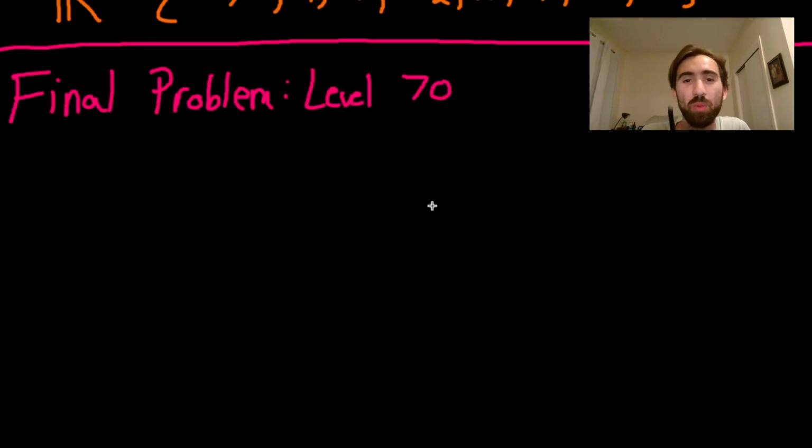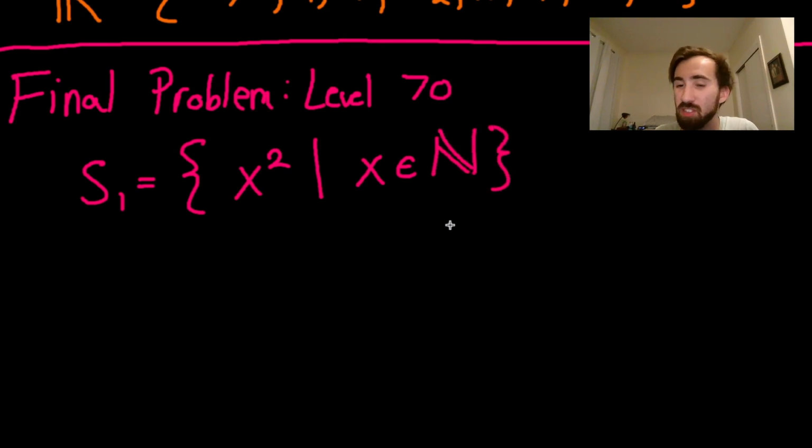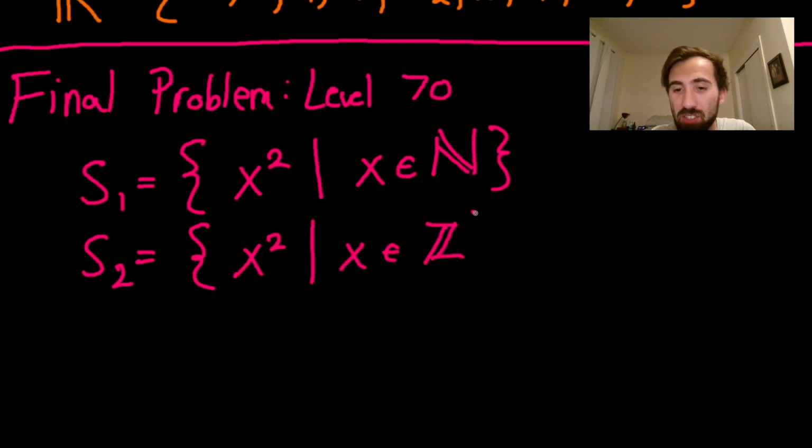Let's close out this episode with a problem that brings all of the concepts that we've talked about together, and in terms of difficulty, I will label this as a level 70 problem in the event that you have not seen any of these concepts before ever. For this problem, I'm going to define two sets. S1 equal to the set of all values x squared, such that x is, in fact, a natural number. So remember, natural numbers are whole numbers starting at 0, and I'm going to create the set S2, which is equal to the set of all values x squared, such that x is an integer. So this is all whole numbers that are both positive and negative.